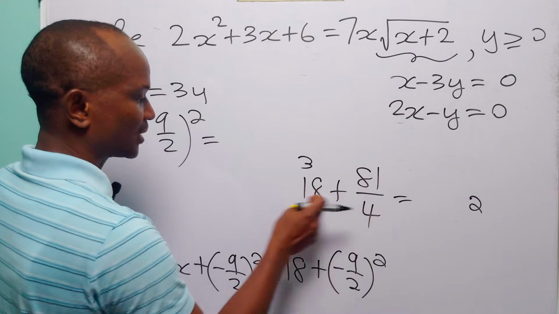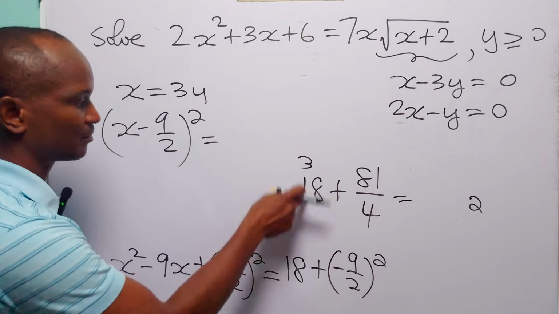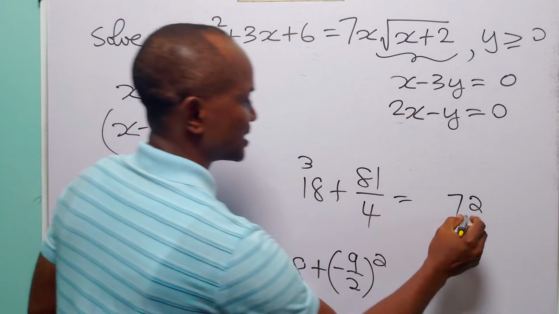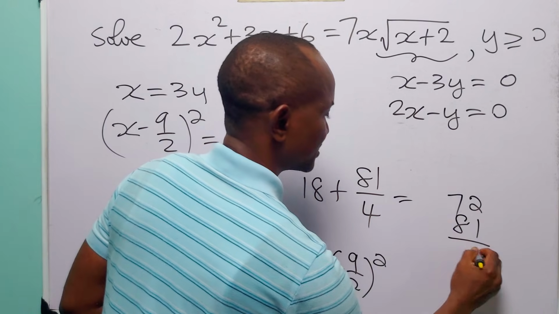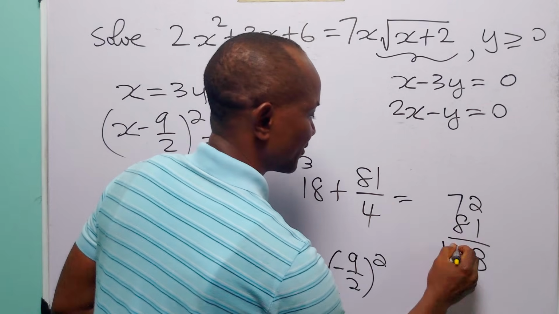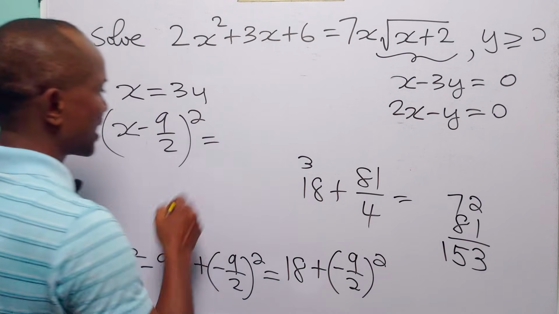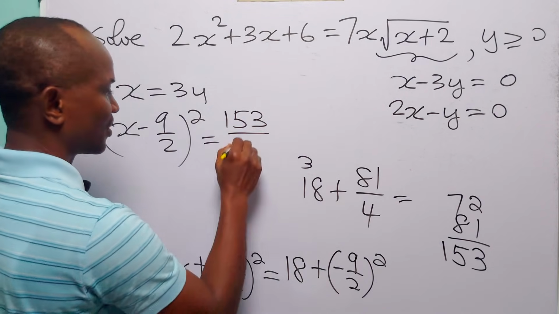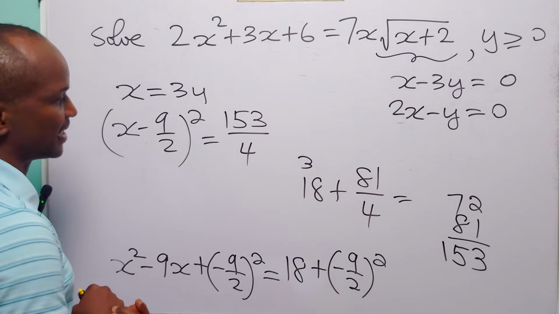Carry 3. 4 times 1 is 4 plus 3, 7. 2 plus 8, 1. This is 3, this is 15. So we have 153 over 4 on the right-hand side.